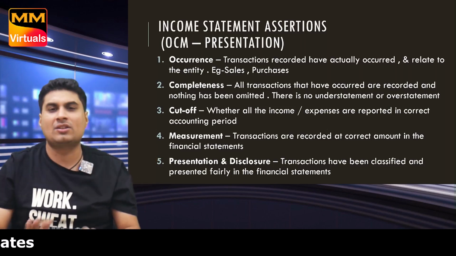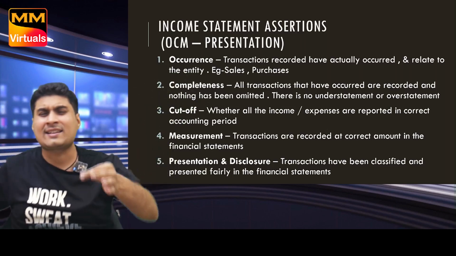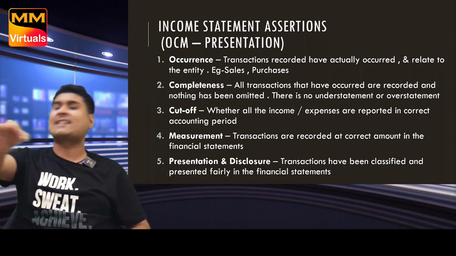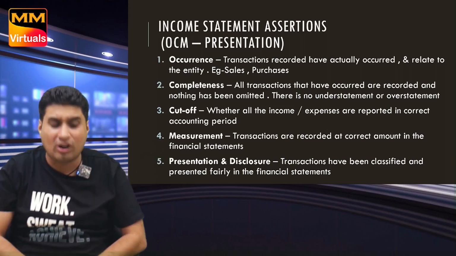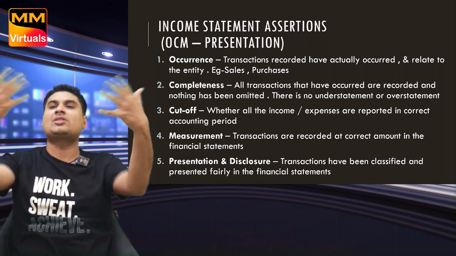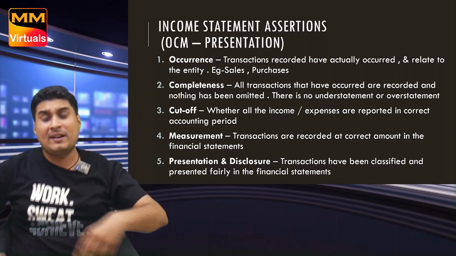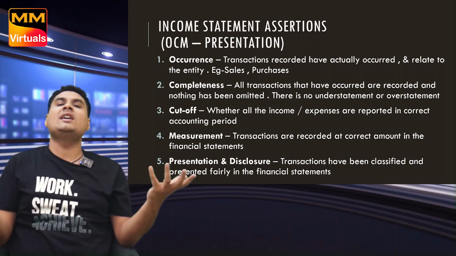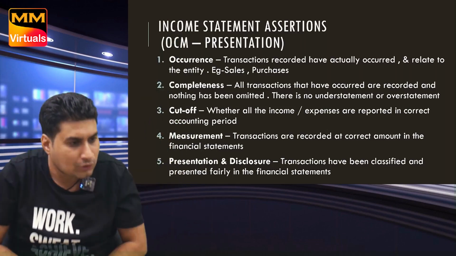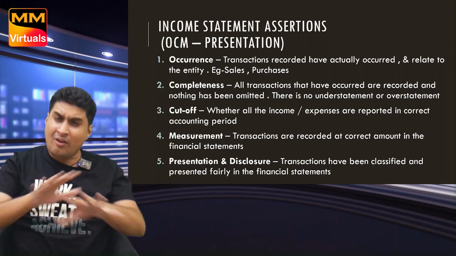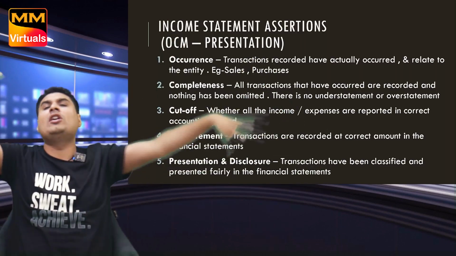Income statement assertions: occurrence, completeness, cut off, measurement, and presentation and disclosure. Any doubt? Presented means it is properly shown in Schedule 3, Part 1 of Schedule 3; it is presented as per that. So first try to remember, because in everything we have to check these assertions only. Now in P&L, any item in the world, you have to check this only.